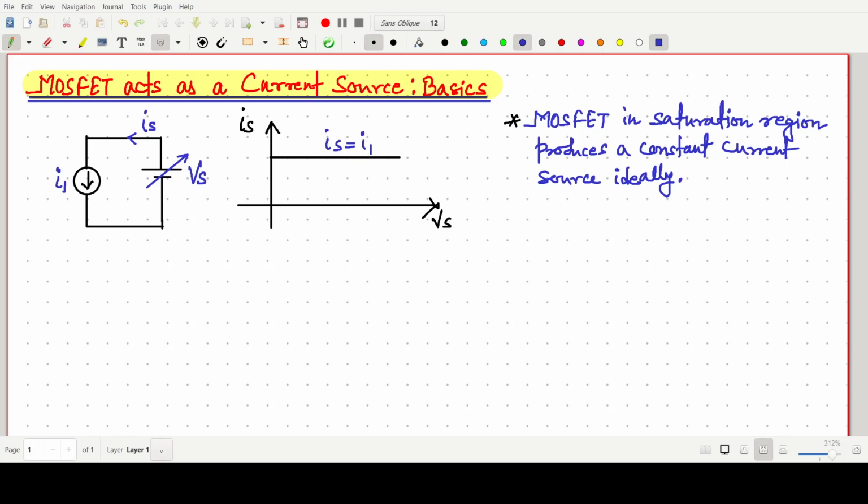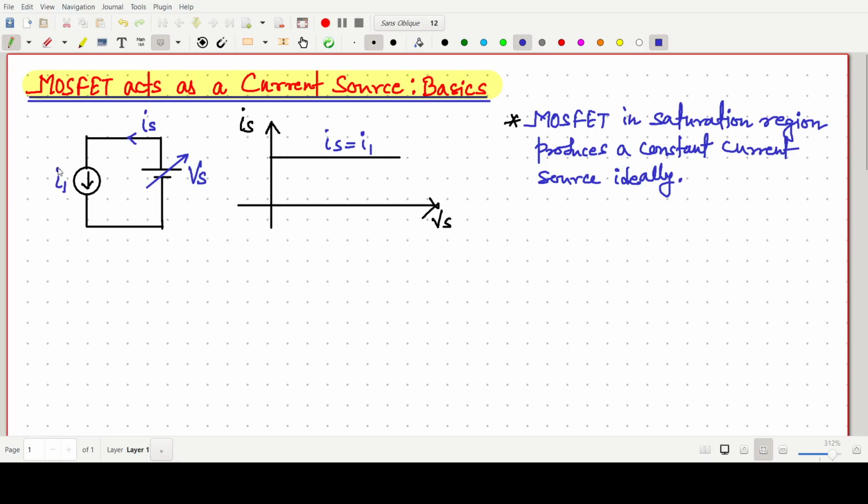Welcome everyone. In this video lecture, we will think about a basic concept that MOSFET acts as a current source. Okay. So before that, first of all, we will know what we mean by current source. So basically, for a current source, the current should be constant or independent of the voltage source.